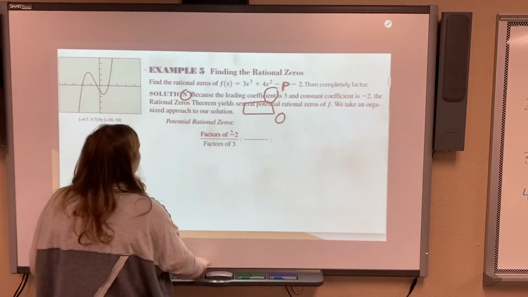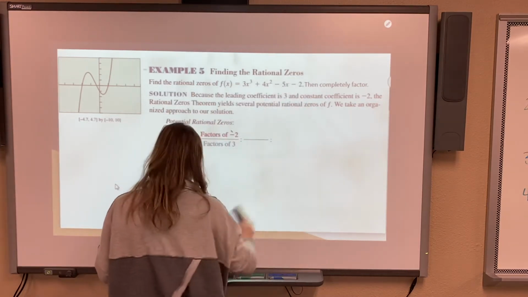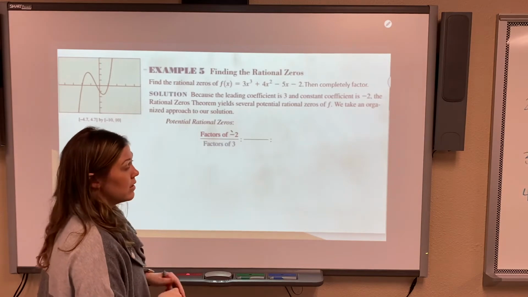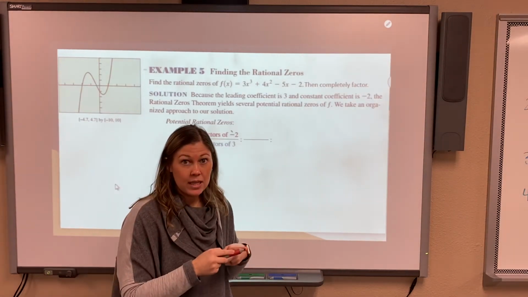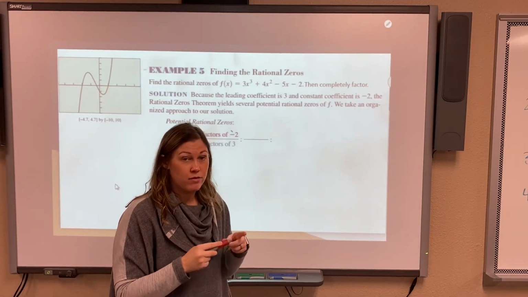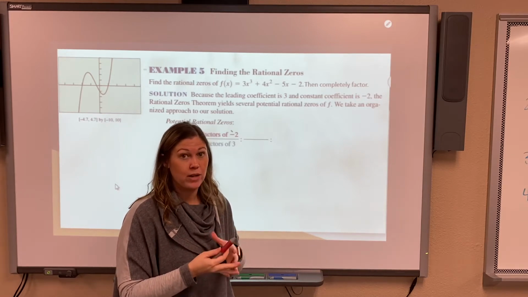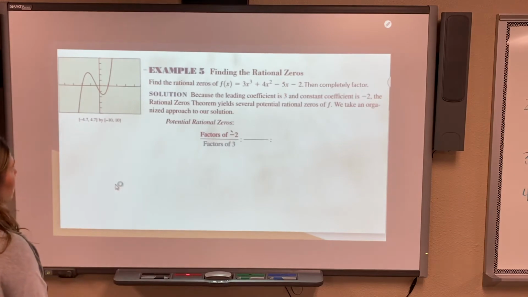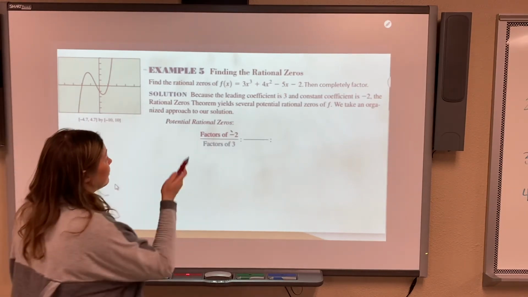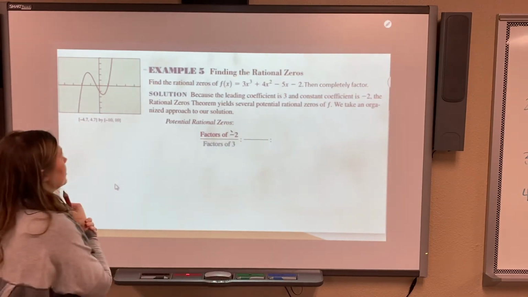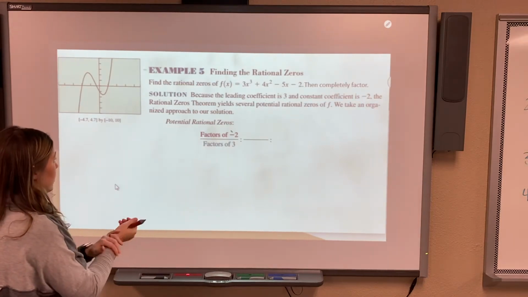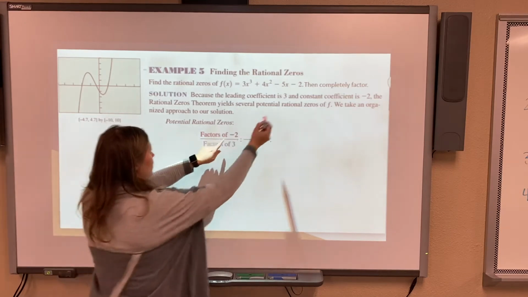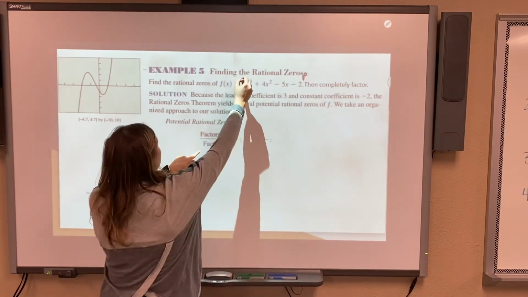Remember, we are finding the rational zeros, okay? A rational number is a fraction, a ratio, that can be a terminating decimal or whole number. So we are going to find the rational zeros, and then we're going to completely factor, okay? And so we're finding the factors of all our zeros. So we need to figure out the potential zeros. So this would be your p, and this would be your q.